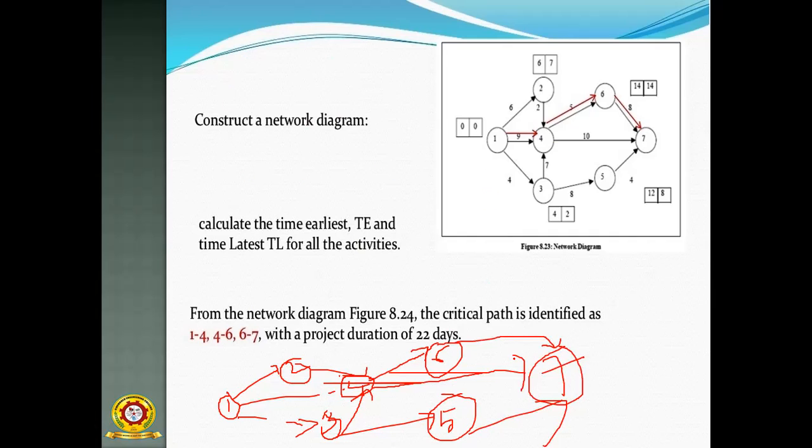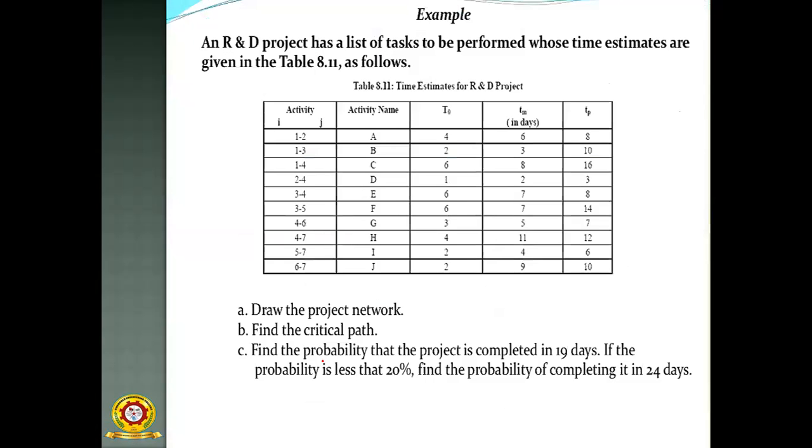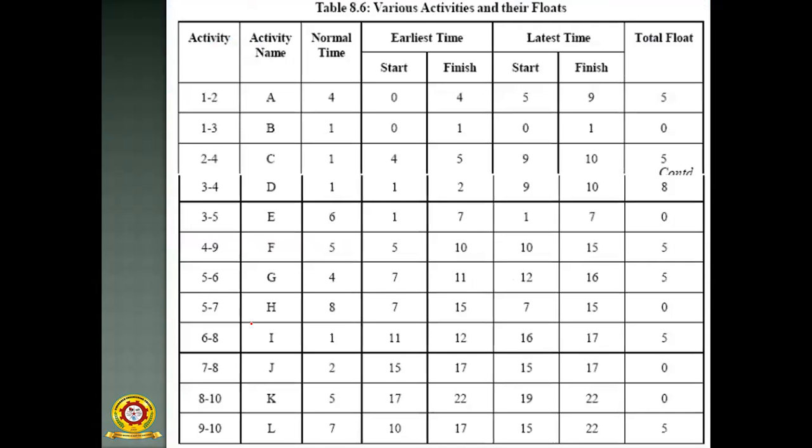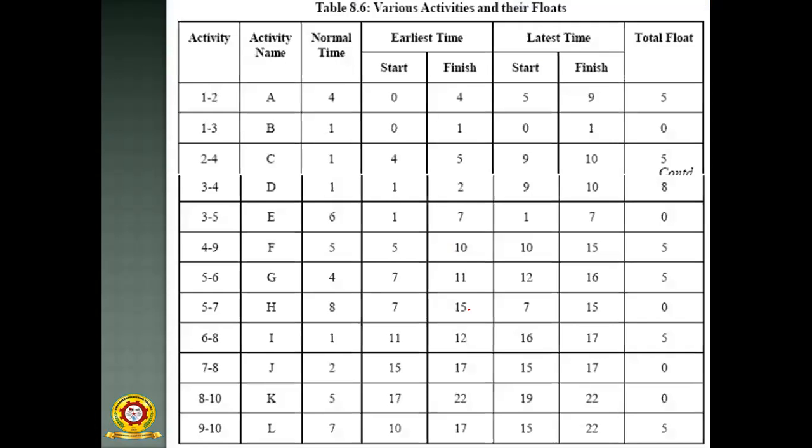After that, another important thing: calculate the time earliest TE and time latest TL for all the activities. For each and every activity there is a TE and TL. I already explained in the previous problem how to calculate TE and TL. This is the procedure for calculation of TE, and this is the procedure for calculation of TL. With this formula you have to substitute anywhere. So that means this is the standard procedure.